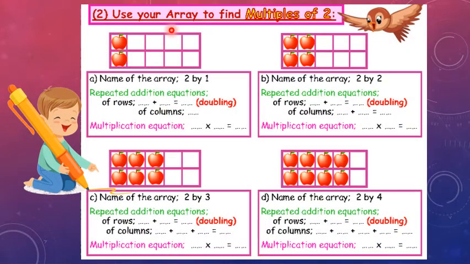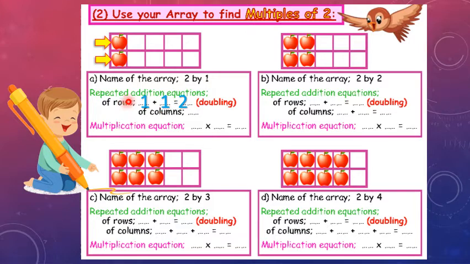Now, use your array to find multiples of 2. We have here small arrays to find our multiples of 2. Name of the first array is 2 by 1. As we learned before, 2 by 1 means 2 rows. Each row has 1 apple. Then we have here 2 rows. In each row we have 1 apple.